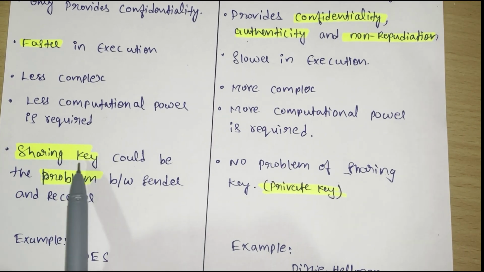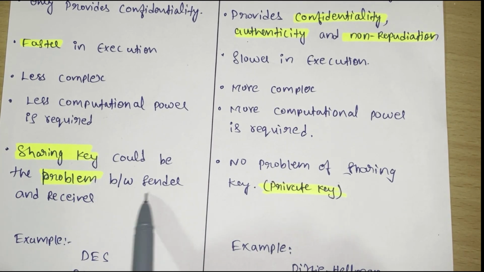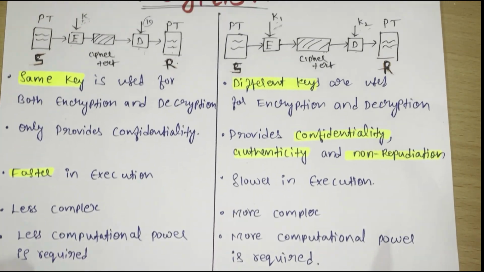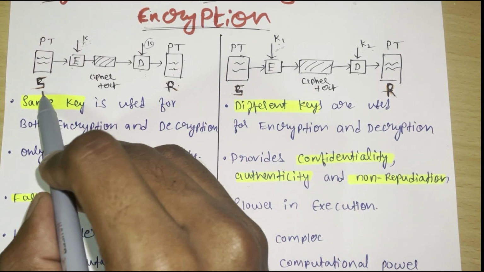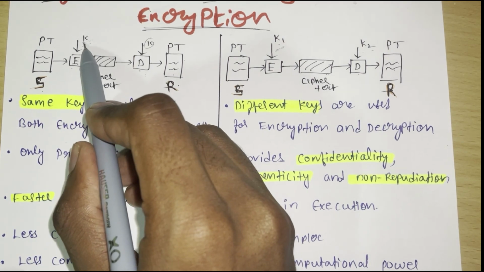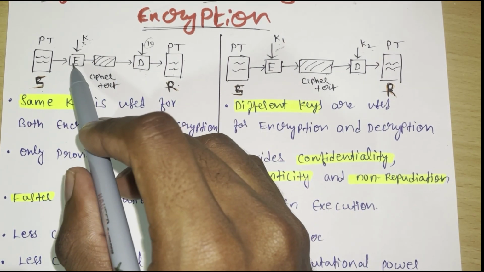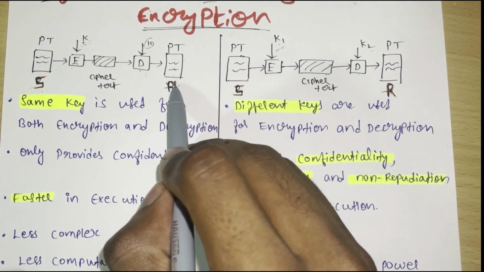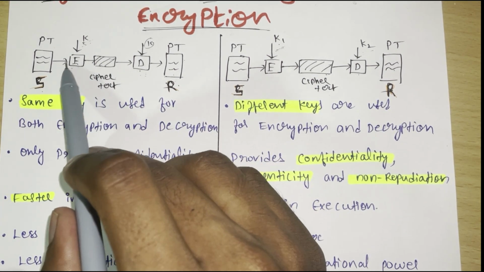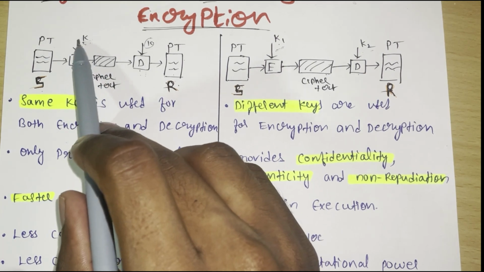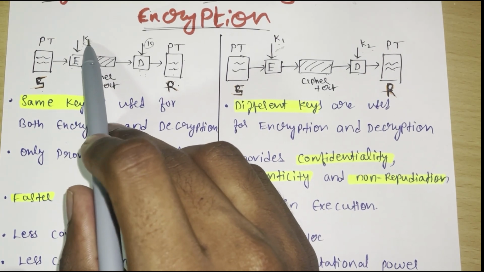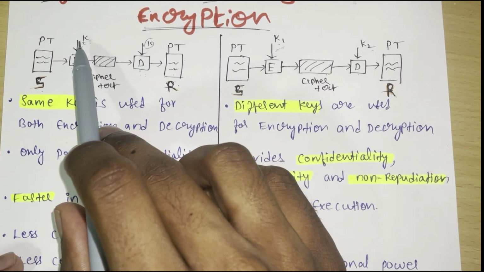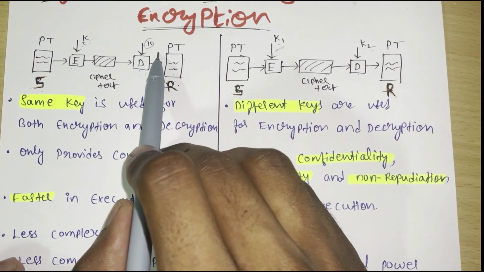Now, the sharing of the key could be a problem between the sender and receiver in symmetric key encryption. For example, here the sender uses this key. The same key which is used for encryption should also be used for decryption at the receiver side. Along with this text, the sender should also send the key to the receiver. This sending from sender to receiver could be a problem.